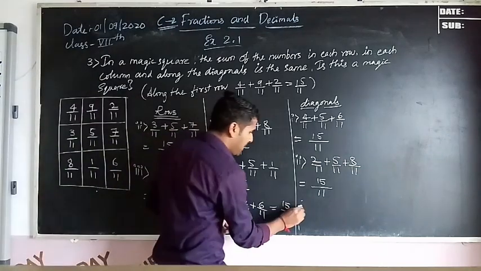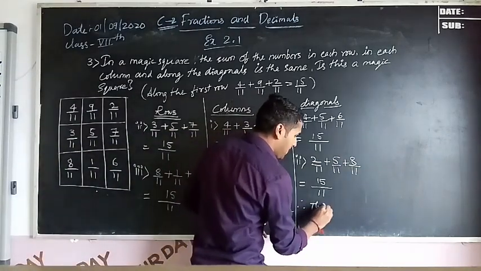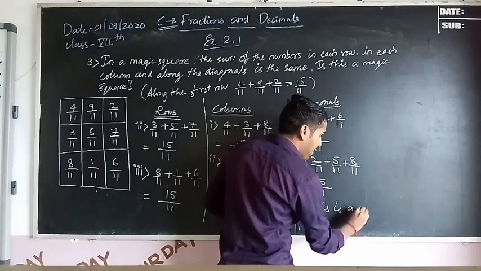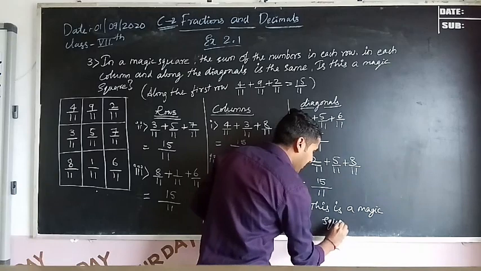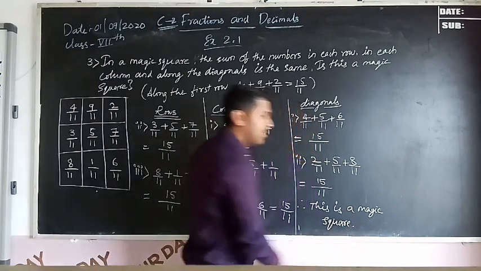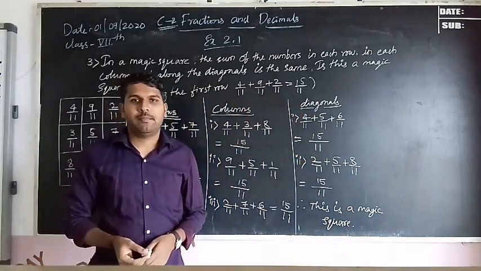So therefore, this is a magic square. This is the magic square.